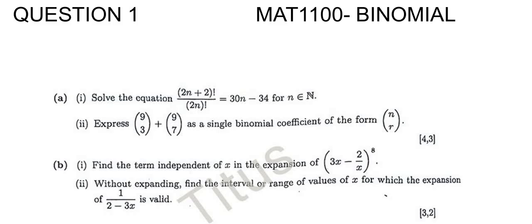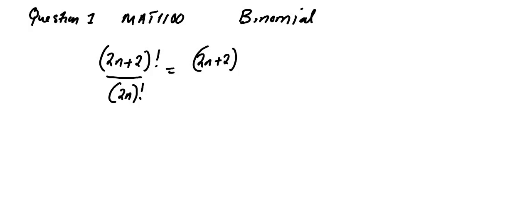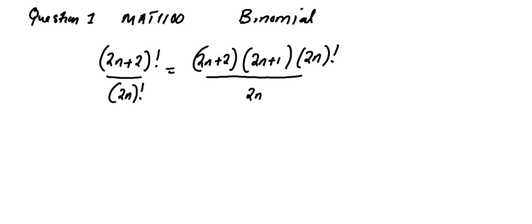Question 1 says solve (2n plus 2) factorial divided by (2n) factorial to be equivalent to 30n minus 34. So we are simply having (2n plus 2) factorial, then divided by (2n) factorial. This is simply going to give us 2n plus 2. Then subtract 1 from here, this is going to be 2n plus 1. Then subtract 1 from here, this is just going to be 2n, with the factorial. Down we still have the (2n) factorial.